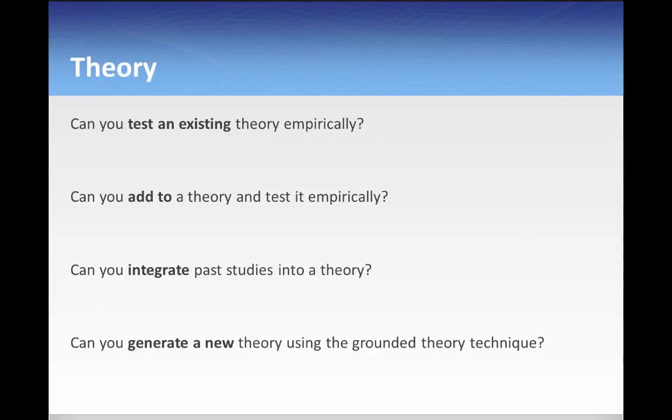Theories can also be important. We might want to test an existing theory empirically to see if it still holds up. We might want to add to a theory, and then test it empirically. We could integrate past studies into a theory, or we could generate a new theory. Usually this is done, or often this is done with grounded theory in qualitative research.